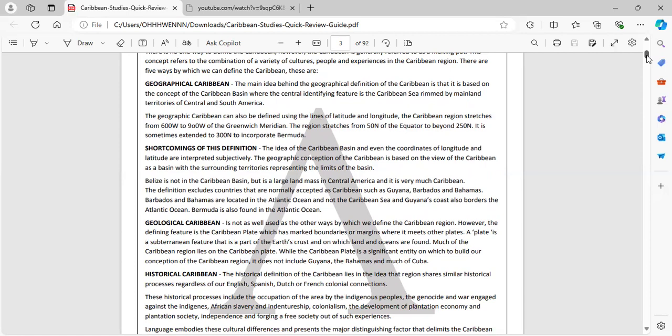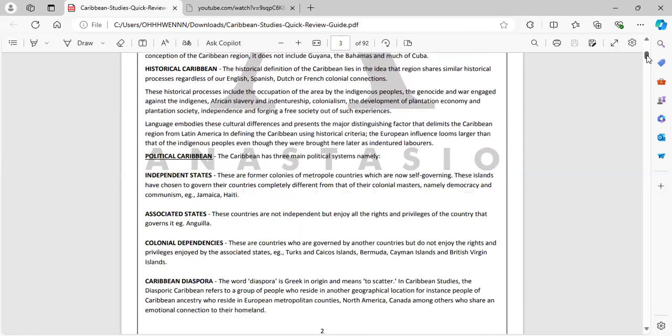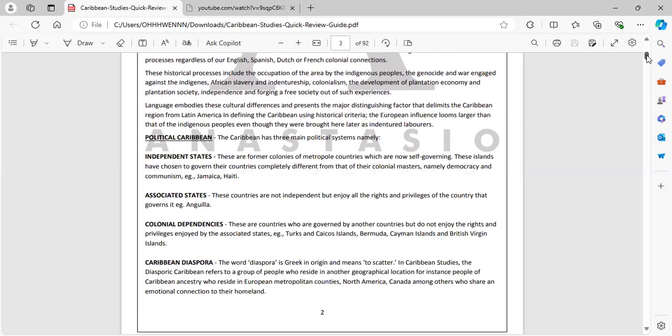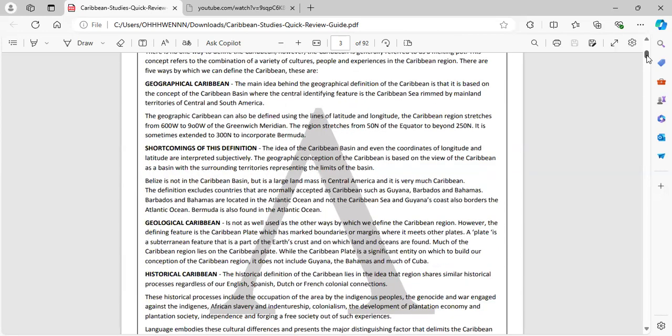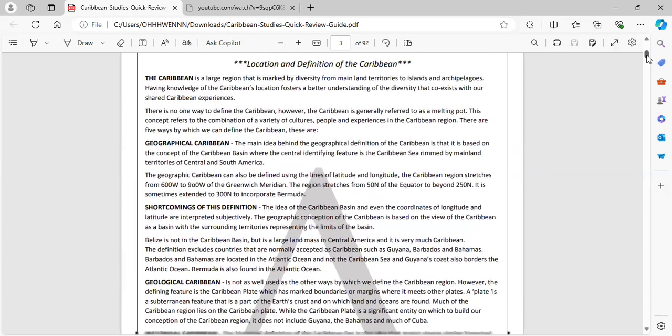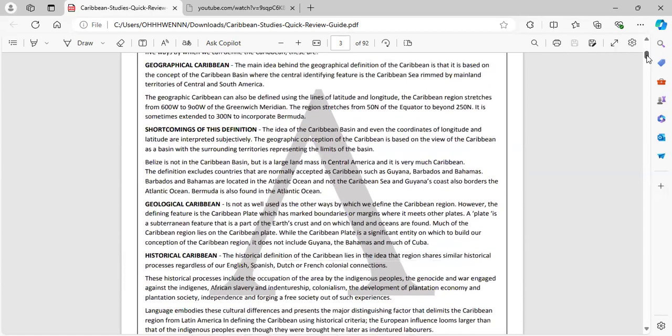The five things that define the Caribbean are the geographical, so the Caribbean gets its definition from the geography, the geological, which I'll get into, history, the political, and the diaspora. So those are the five. Can somebody repeat the five things by which the Caribbean gets its definition? I just want it sticking in the brain.